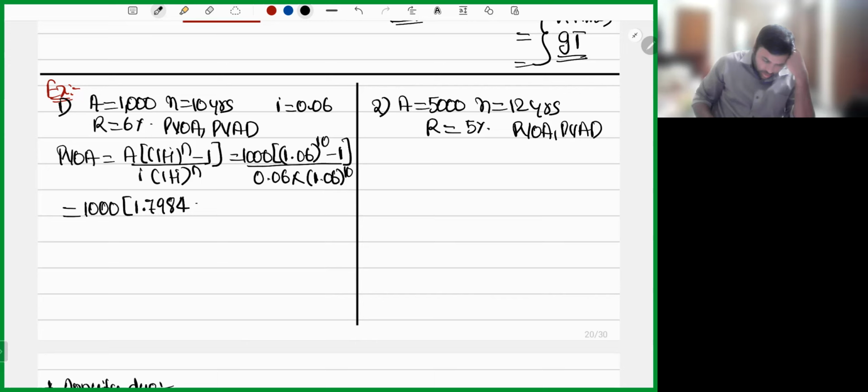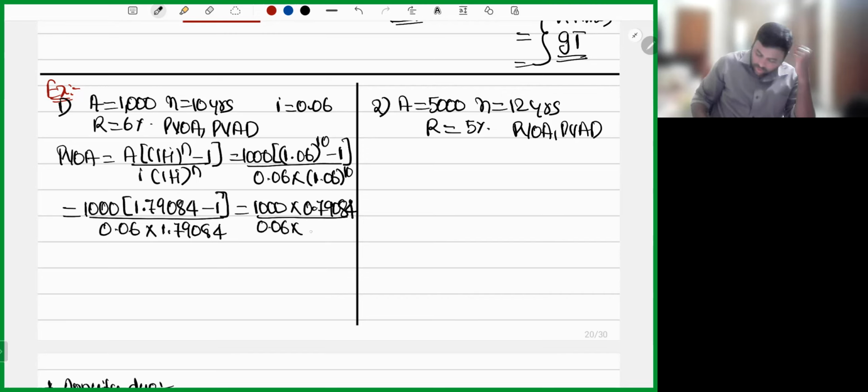1.79084 minus 1, sorry, 1.79084. So 1.79084 minus 1, whole divided by 0.06, into 1.79084. So 1,000 into 0.79084, whole divided by 0.06, into 1.79084. Sir, the sum is becoming so lengthy.